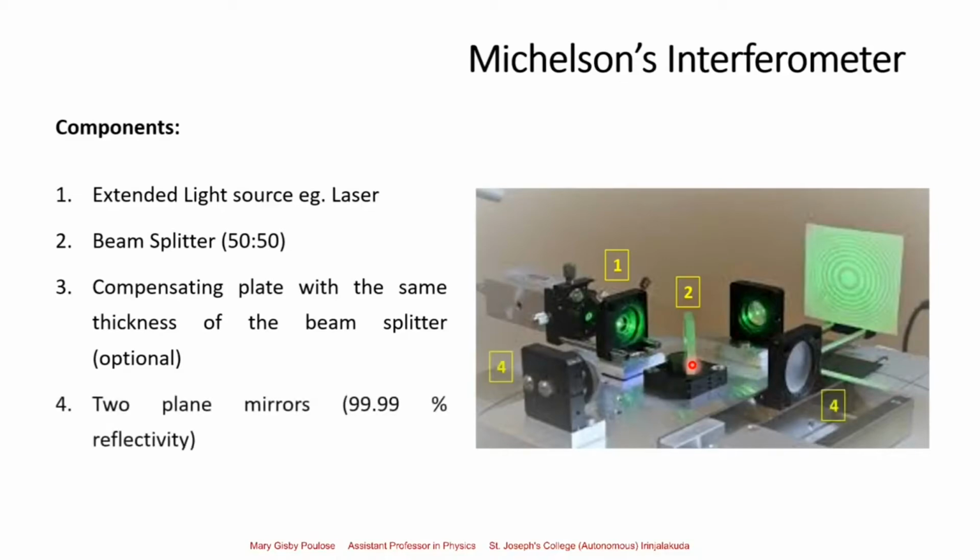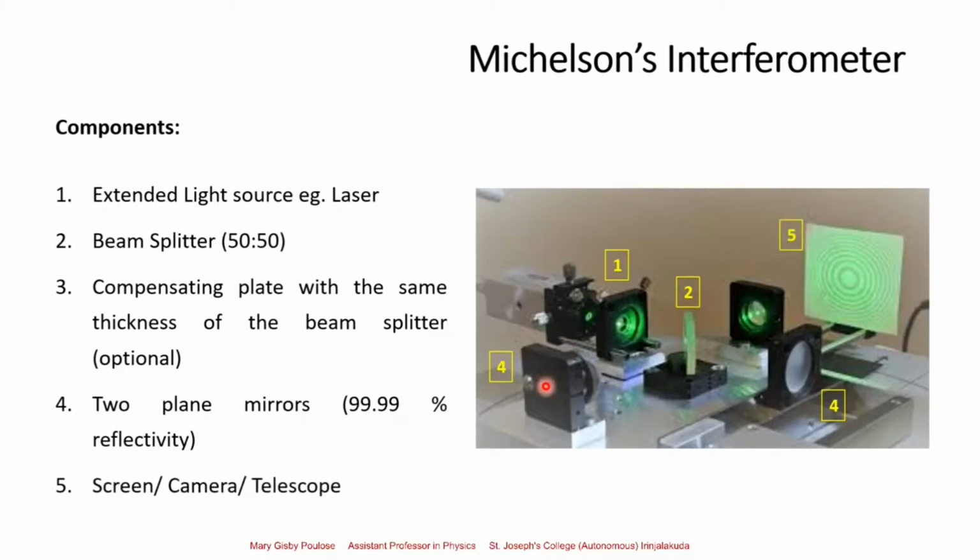Now next is the two plane mirrors that have high reflectivity. Okay, so 99.99% reflectivity should be seen for these plane mirrors. And we have the two plane mirrors here. One of the mirrors is here and the other mirror is here.